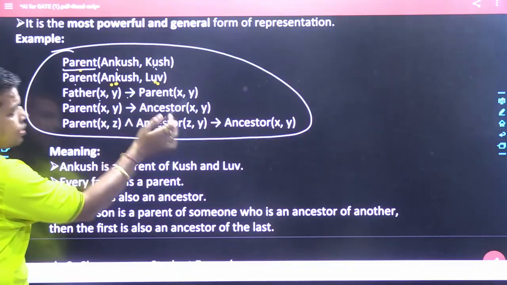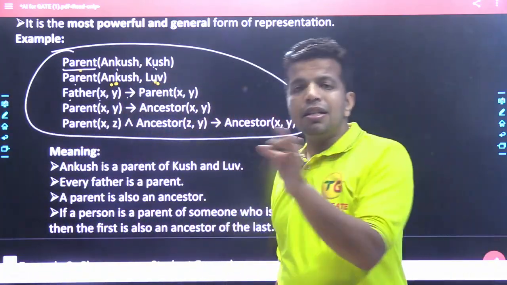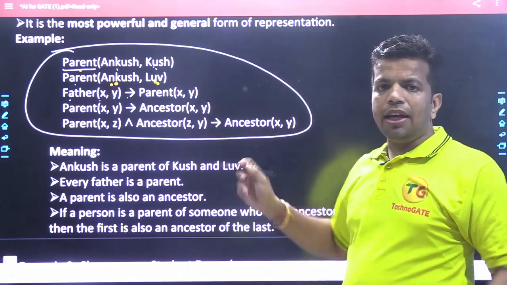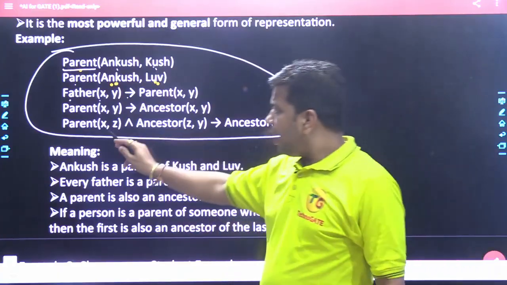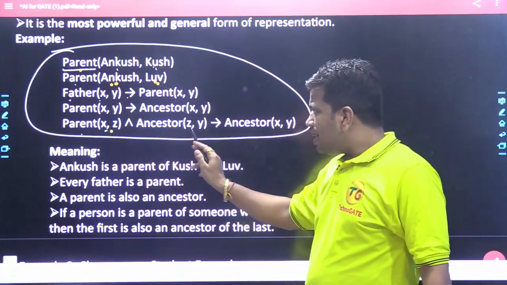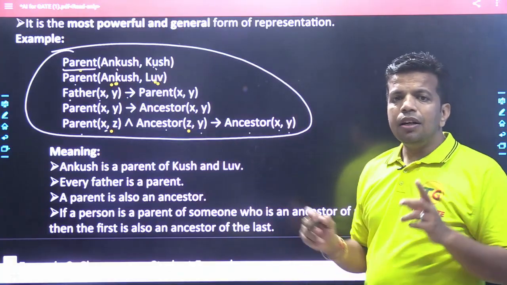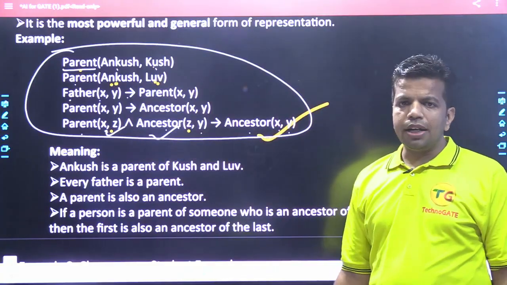Father(X,Y) implies Parent(X,Y). It means if X is father of Y, then X is parent of Y. Parent(X,Y) implies Ancestor(X,Y). If X is parent of Y, definitely X is ancestor of Y. Now here, if X is parent of Z and Z is ancestor of Y, then X is ancestor of Y. It means if these two conditions are satisfied, then this conclusion is satisfied.